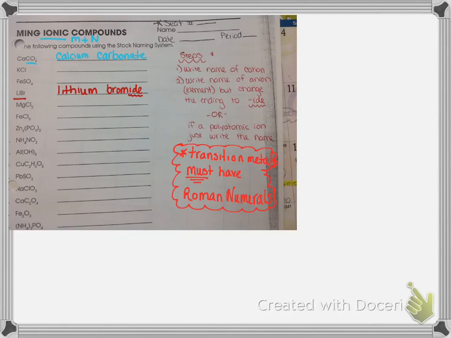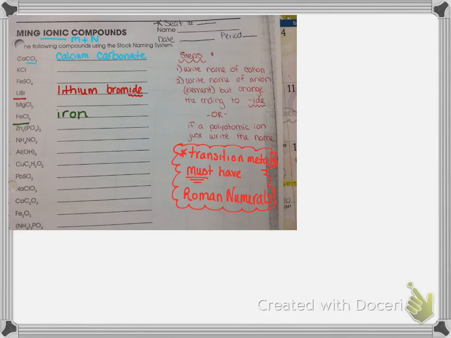You might have one other situation that's going to change the way you name these types of compounds, and that would be if you have a transition metal. Now transition metals are in the D block of the periodic table, groups 3 through 12. So if we look at problem number 6, FeCl3, we can look at what's going to change to name this compound. Not much. The first step is still the same. We write the name of the cation, which Fe is iron.